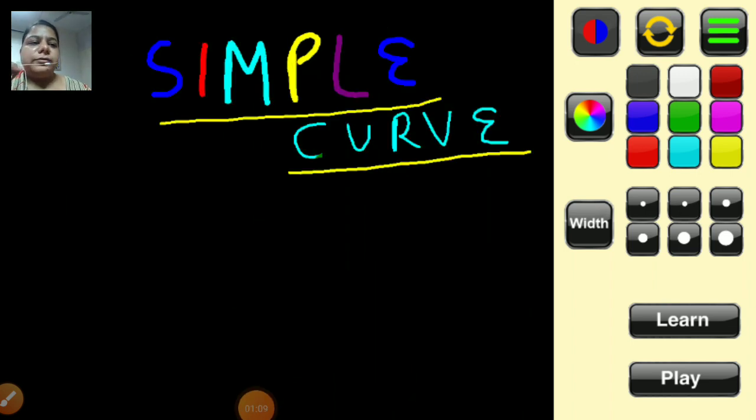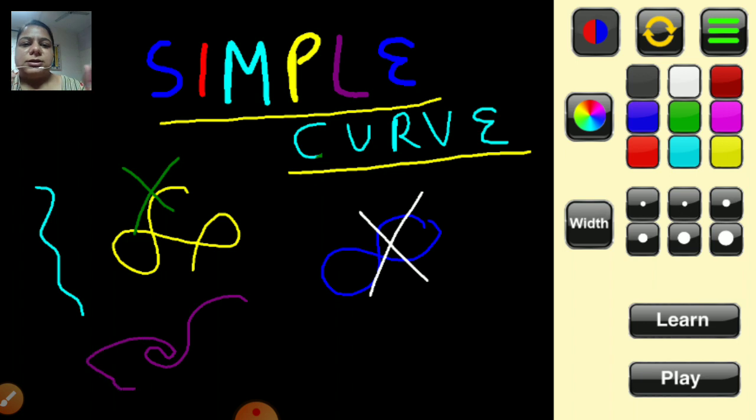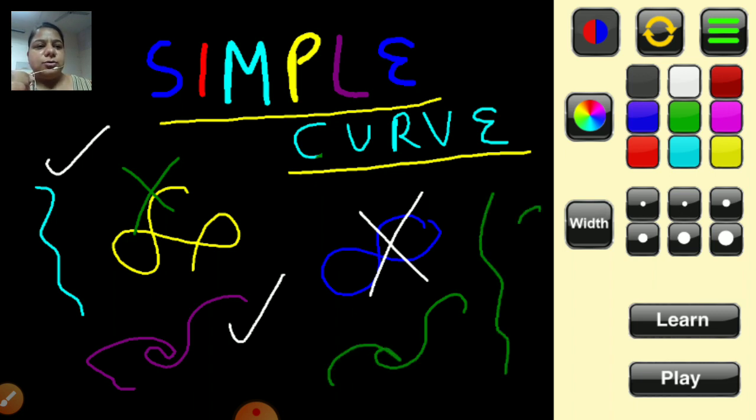Now we will discuss what is a simple curve. A simple curve is a curve which does not cross itself. If I draw like this, it is crossing itself, so this is not a simple curve. If I draw like this, again this is not a simple curve. If I draw like this, this curve is not crossing itself, so this is a simple curve. This first one was also a simple curve. So a simple curve is a curve which does not cross itself. It can be any way.